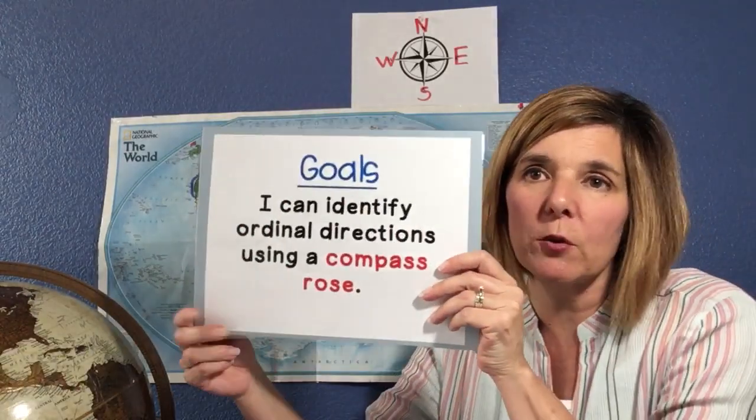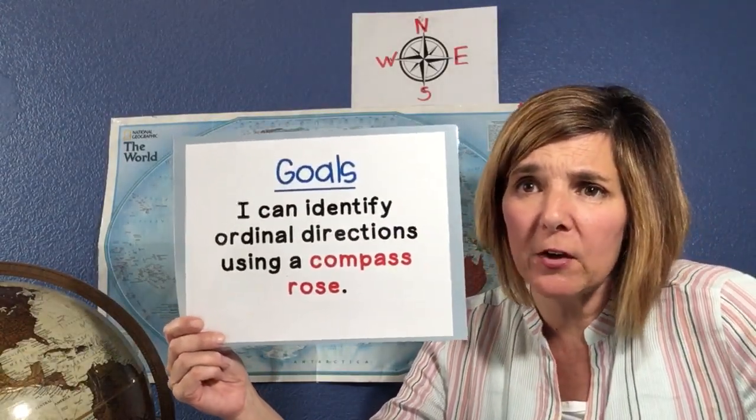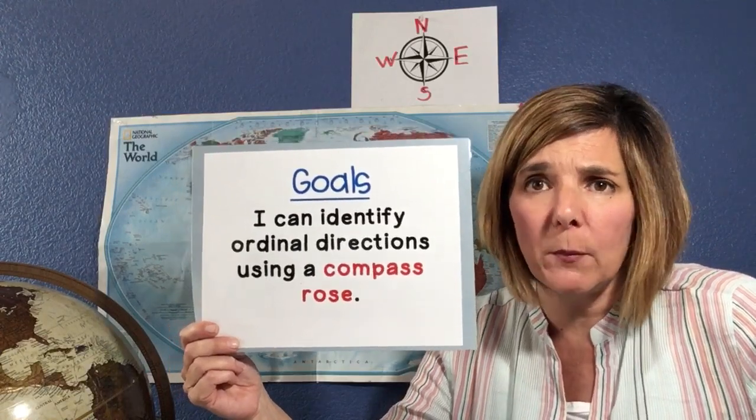Now, let's talk about how to use a map and something you need to know about maps. When you use a map, you need to know your sense of direction. Okay, so let's look at another unit goal. A unit idea and a unit goal. A goal would be something that you want to achieve when you're done. So when we're done, these goals are things you're going to be able to do. Here's our first goal. I can identify cardinal directions using a compass rose.